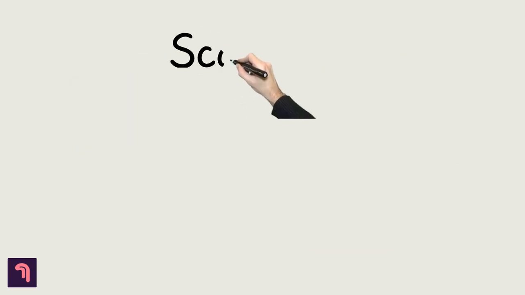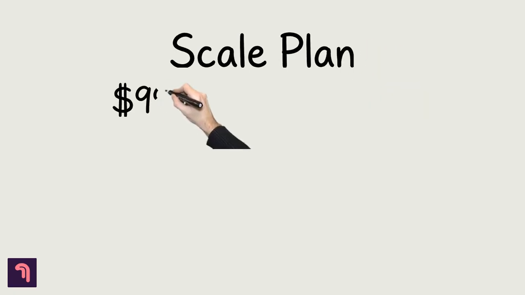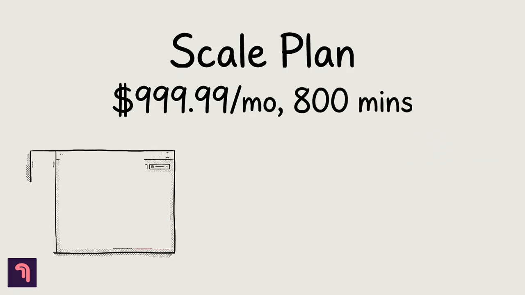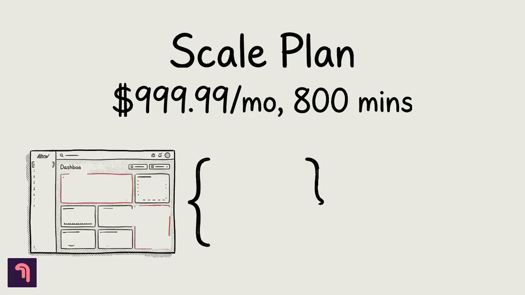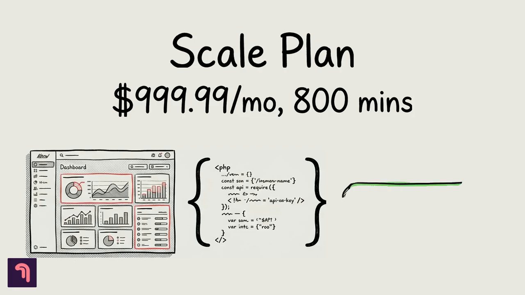The first path is the Scale plan. Scale is Platform plus API bundled together. It costs $999.99 per month and includes 800 minutes of video generation. You get full platform access, meaning the dashboard, playground, voice cloning, and the library, plus API access by default. This is best if humans will use the UI and your product will also generate videos programmatically.